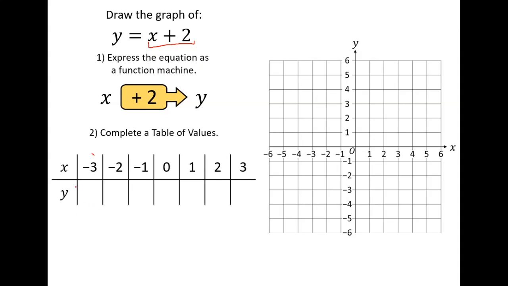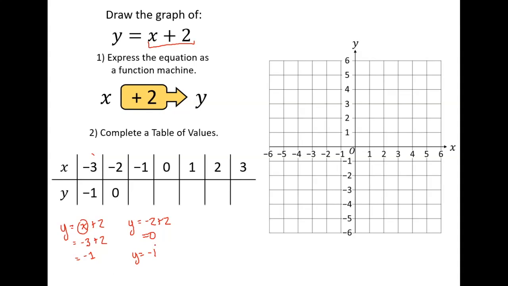So how do I figure out what y is going to be? Well, this was my equation. And what I'm saying is I'm letting x, so this is x, be -3. Or in other words, I'm taking whatever number it is and adding 2. But if you want to sub it into the equation like this, some students prefer that. -3 plus 2 gives me -1. So I get a -1 in that spot. We can do the same with -2. -2 plus 2 is going to give me 0. So 0 goes in that spot.